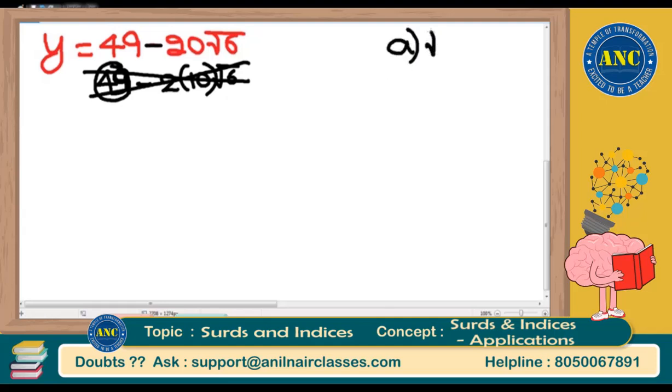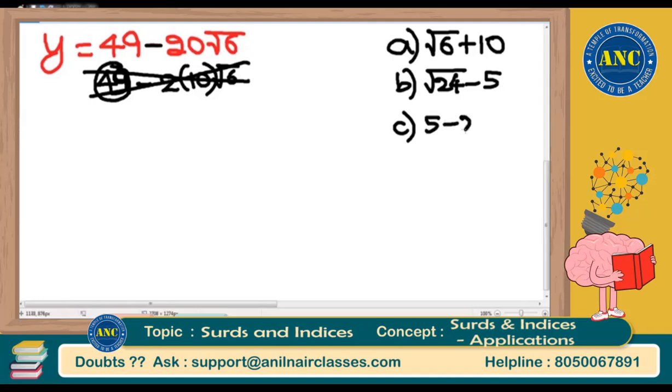Suppose the answer options are given. The first option is root 6 plus 10. The second option is root 24 minus 5. The third option is 5 minus 2 root 6. And the fourth option is root 24 plus 5. Now think logically. Can I say that the constant term is nothing but a square plus b square? Find out a square plus b square in each and every option. Whichever gives you 49 should be the correct answer.